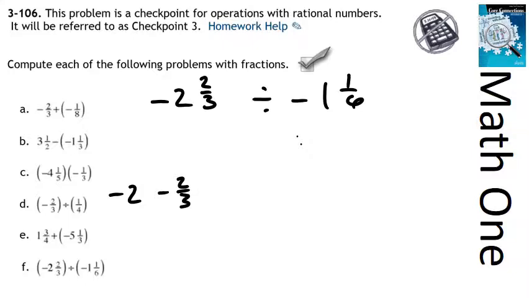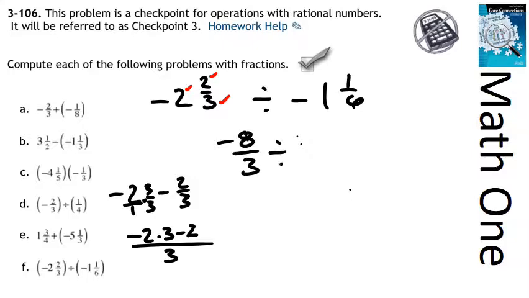If I want these to have the same denominators, I would multiply this by 3 over 3. So this gives me a negative 2 times 3 minus another 2 all over the number 3. So the upshot of that is that's negative 8/3. And you can see this right here, right? 3 times 2 is 6 plus 2 is 8. So I have exactly negative 8/3. And I'm going to divide that by 6 times 1 is 6 plus 1 is 7, which is negative 1/7. No, I'm sorry, that's negative 7/6.